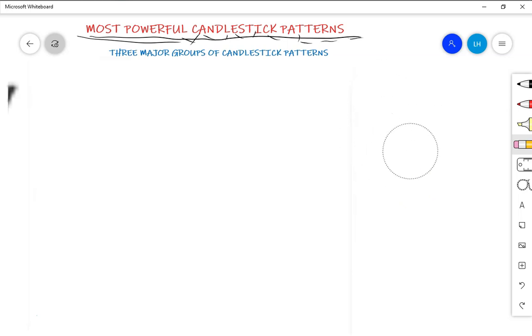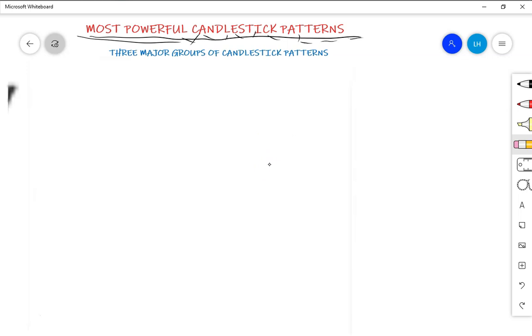So now mainly here we're going to look at the three major groups, as I have described those groups there. We will look at three major groups of the candlestick patterns. From those three groups, we will find many patterns inside them.